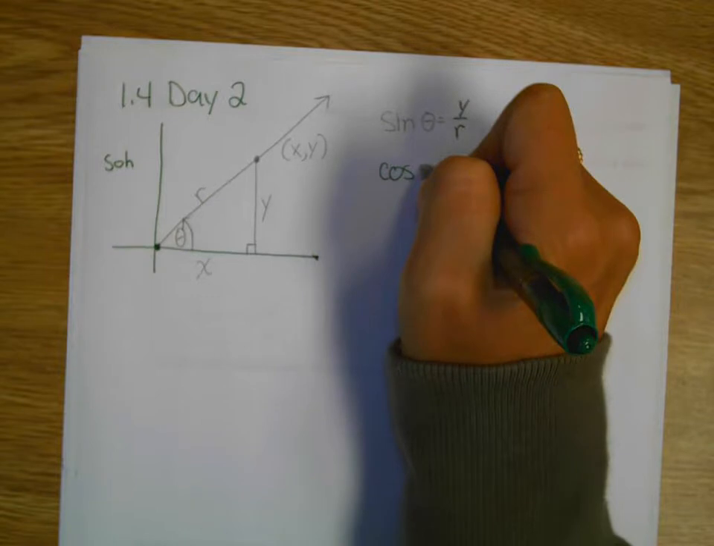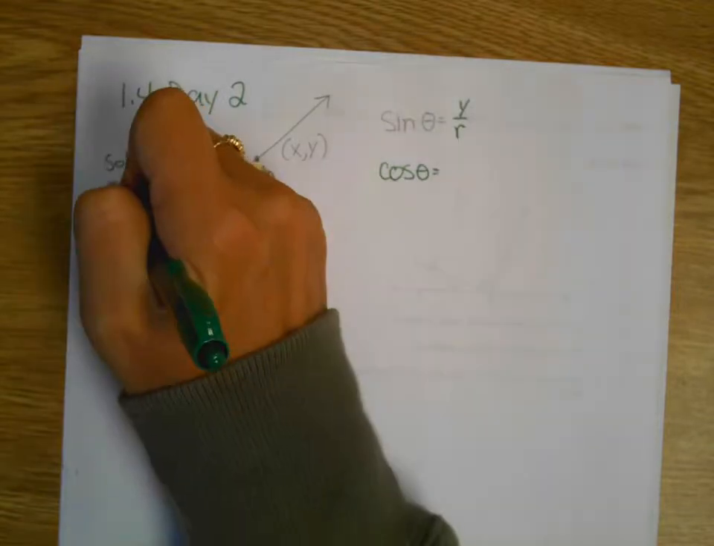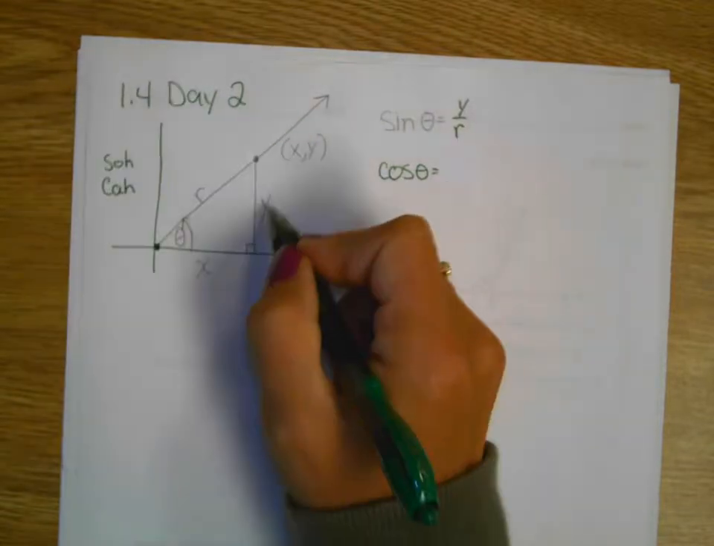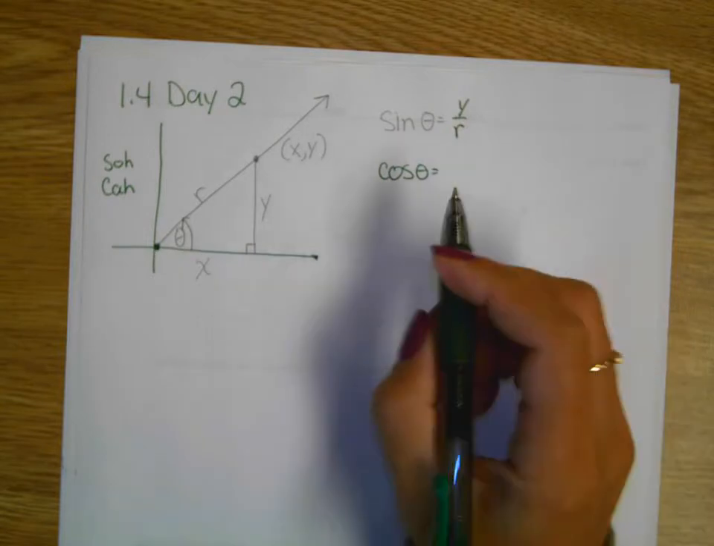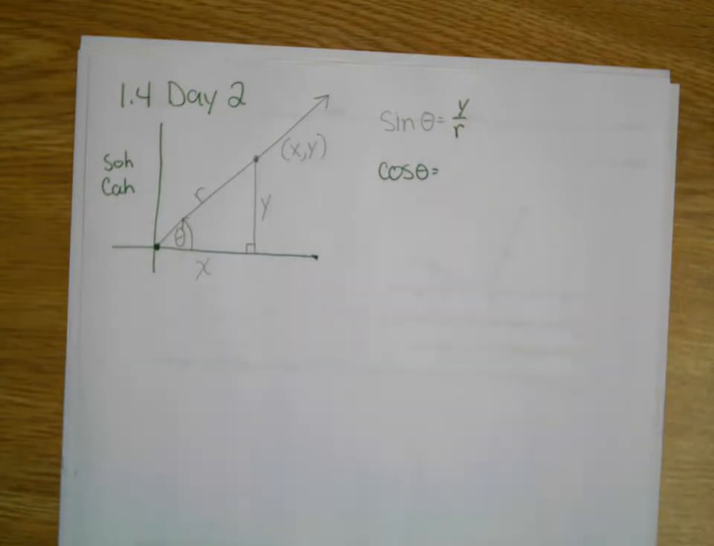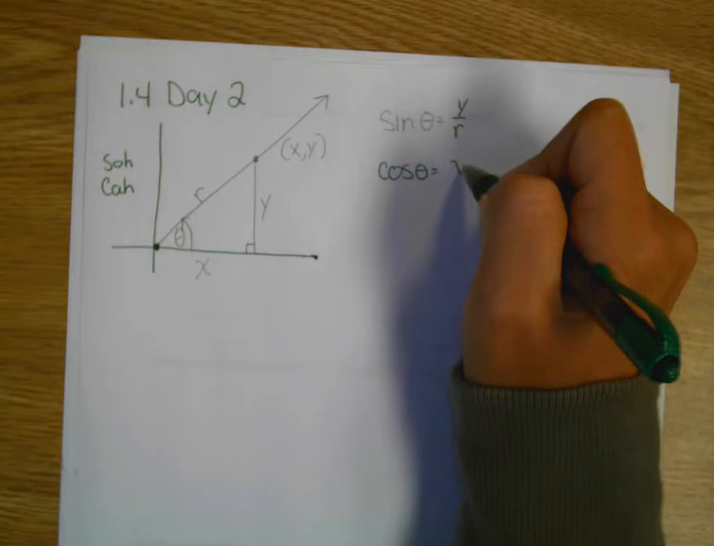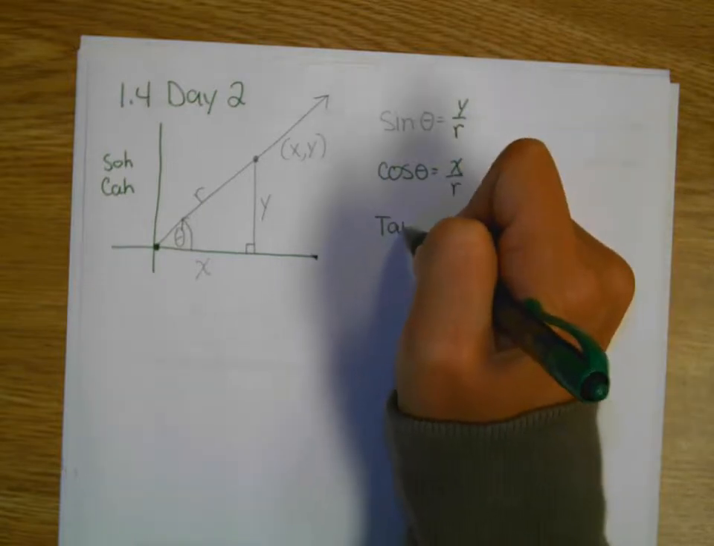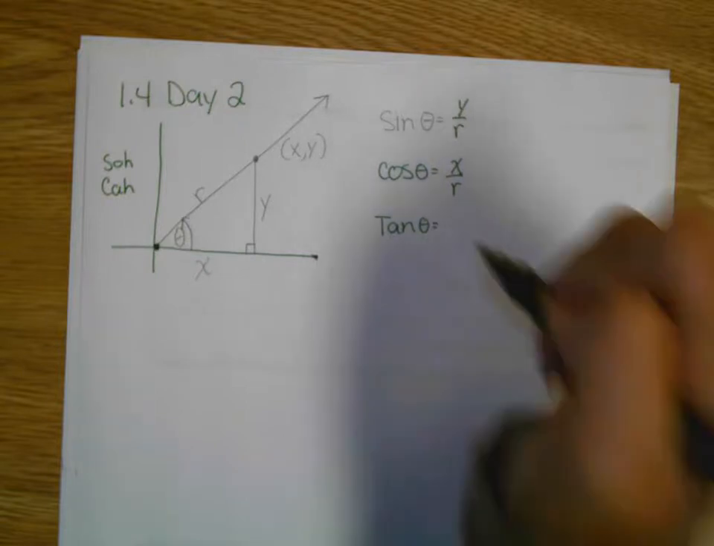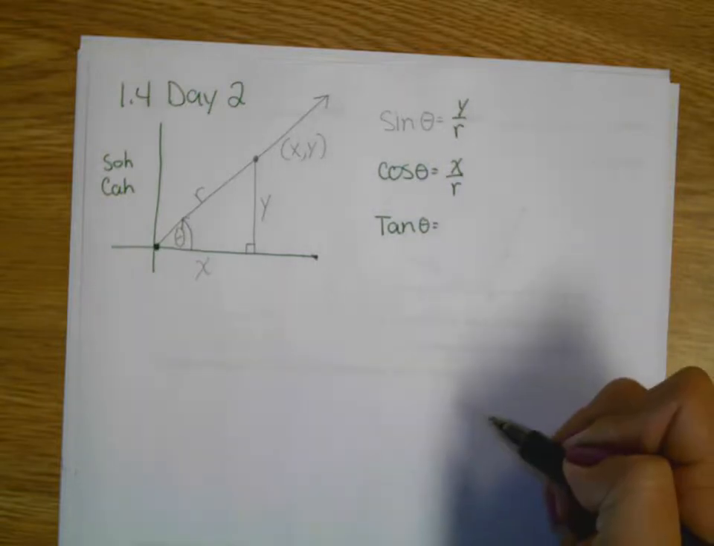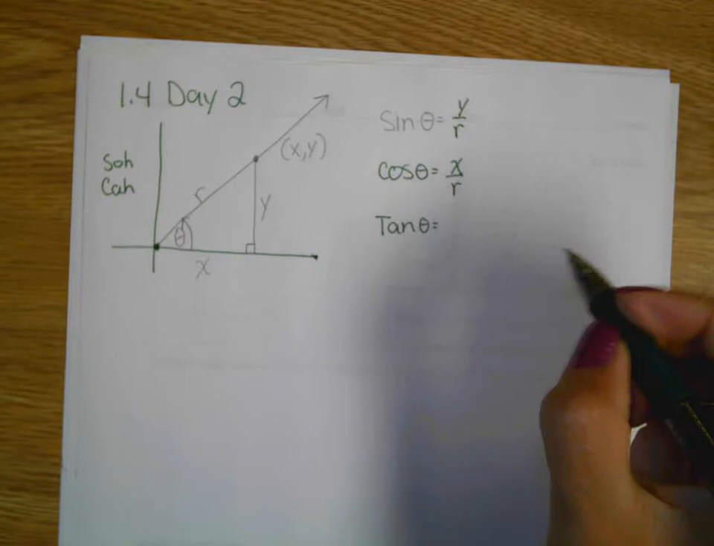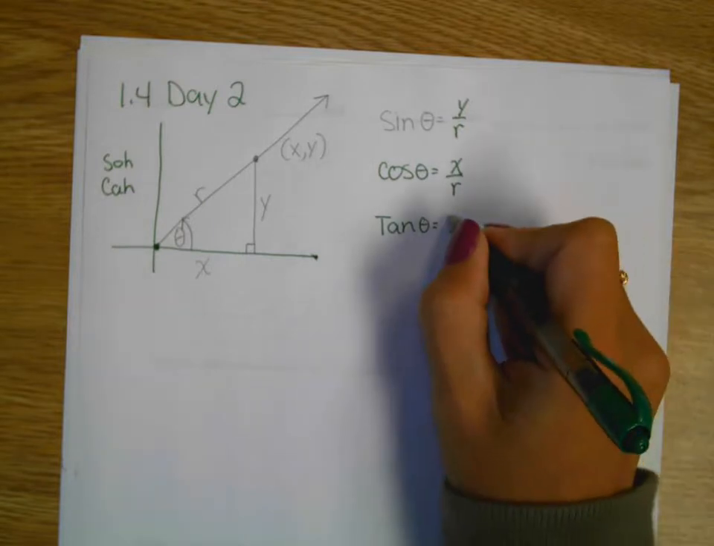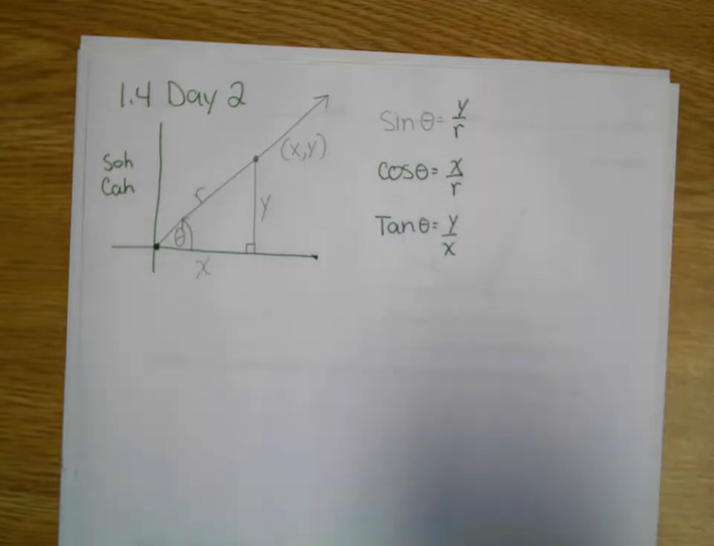Cosine. You can think of it as adjacent over hypotenuse, but we want to get used to the x, y, and r definitions. Brody? X over r. And then tangent, same thing as the worksheet. Allie? Y over x.